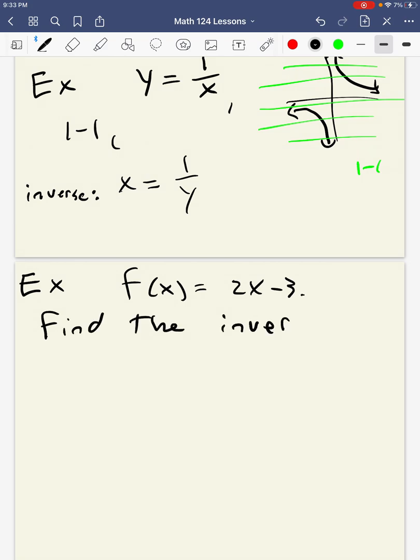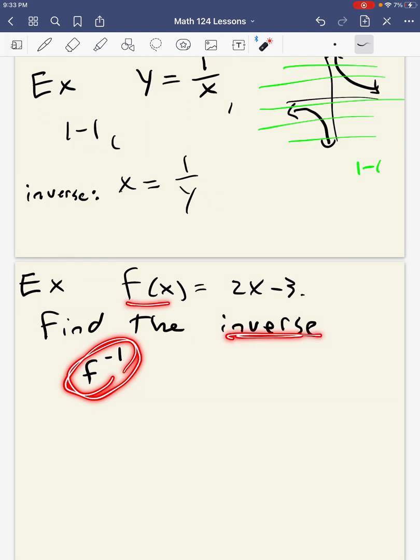And I'm going to introduce a new symbol here. Sometimes for the inverse, we do f to the minus 1. Now, we don't mean this as an exponent. It's just a superscript, similar to subscripts that we've seen before, but we put the superscript on top here. So it's not an exponent. It's just a symbol to represent the inverse of f. Okay?